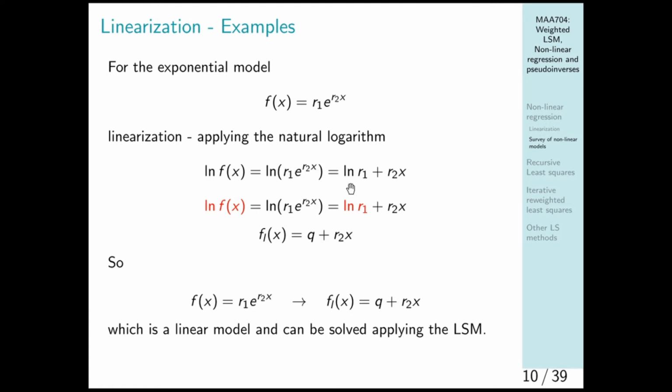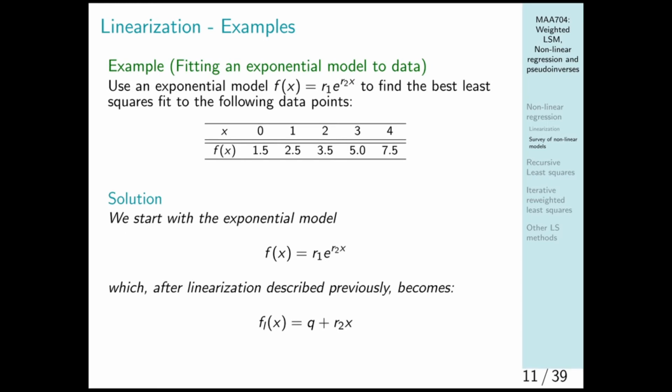And so we take the logarithm of this, we get logarithm of R1 plus R2x, and now we have a linear function in terms of this logarithm and in terms of x. So we can describe this as q plus R2x, and this is already a linear function, which means we can apply the least square method with this data, but we have to include this column in our considerations, as we will see.